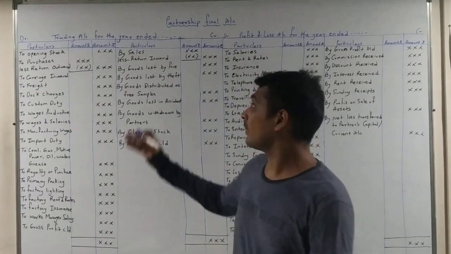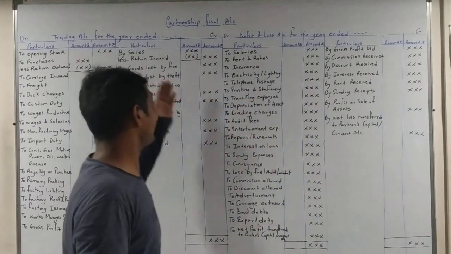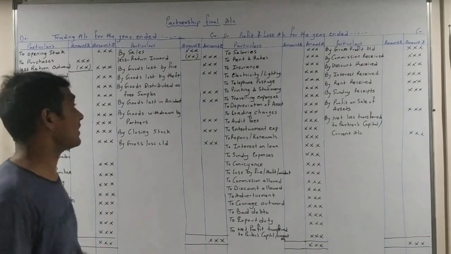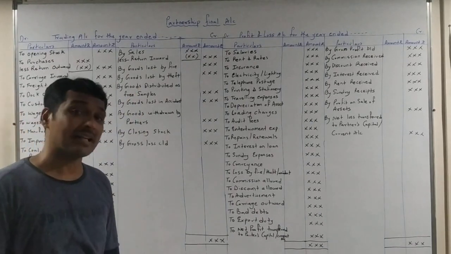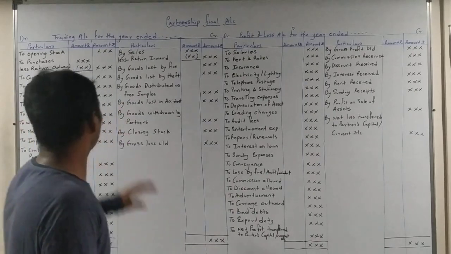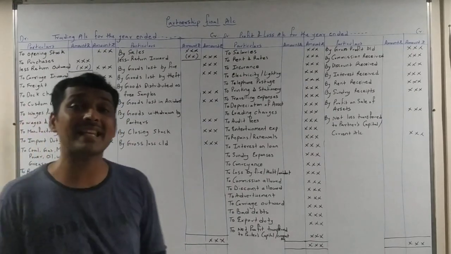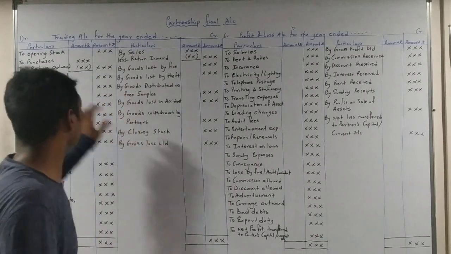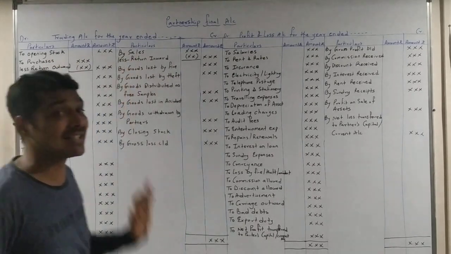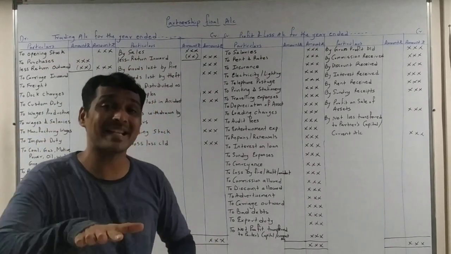Now the first item given under the credit side is sales. Purchase is recorded under the debit side because it is an expenditure. Sales is recorded under the credit side because it is an income. But there is another reason to record. Purchase is recorded under the debit side to increase the stock, and sales is recorded on the credit side to decrease the stock.